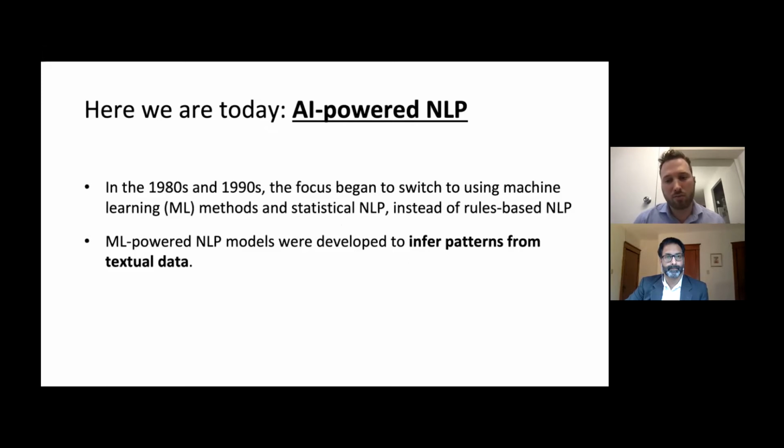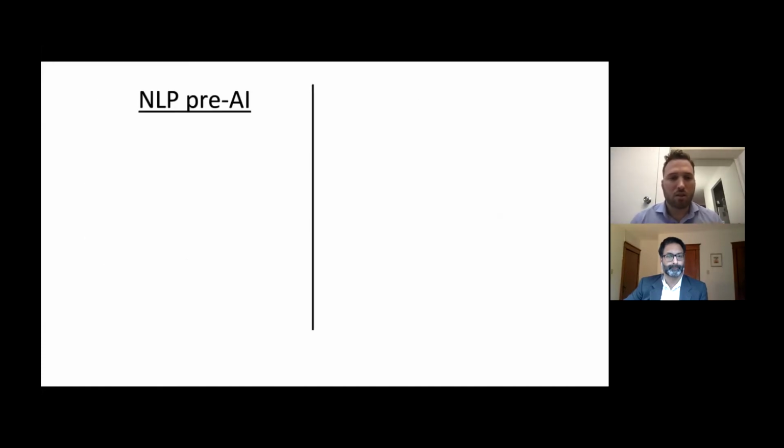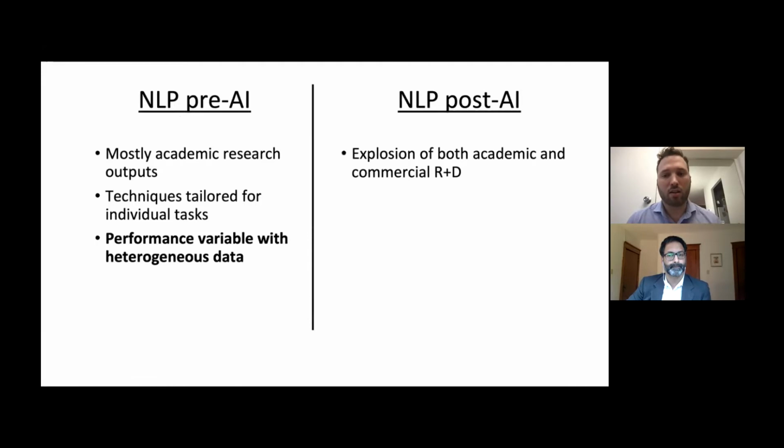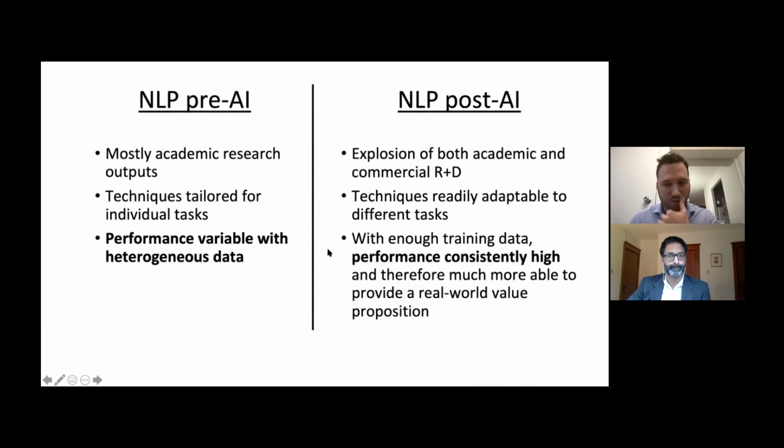In the 80s and 90s, the switch to machine learning-based, AI-based NLP began, because the performance really became much more incredible. So pre-artificial intelligence, NLP was mostly in academic research, with techniques tailored for individual tasks. Performance was variable because of all the data that was so heterogeneous. And after AI, there's been just an explosion of research into this, both academic and commercial. Techniques are readily adaptable to different tasks. And with enough training data, performance can be really consistently high and generalizable, and therefore have a real world value.